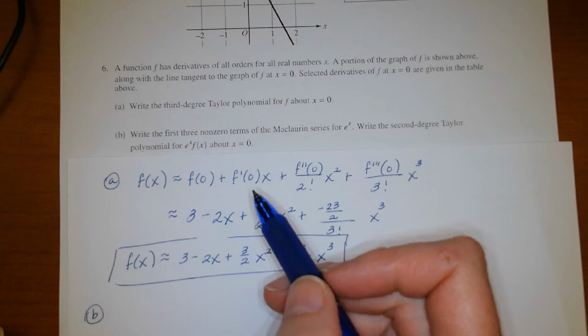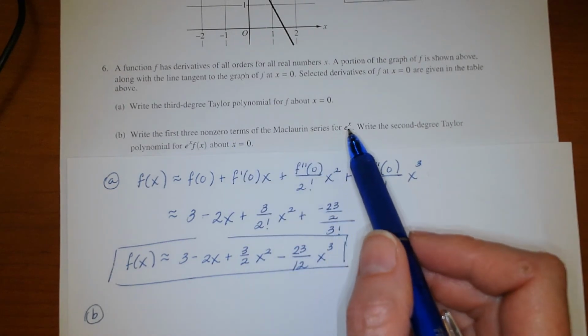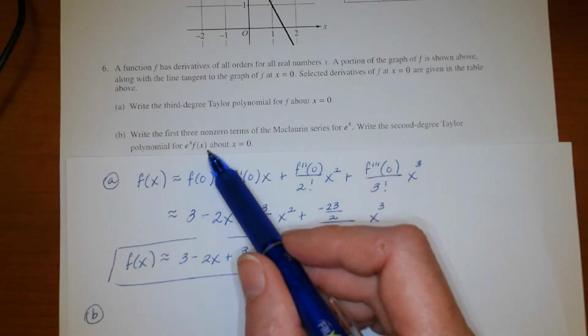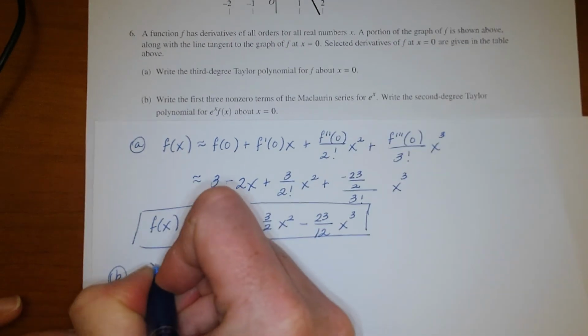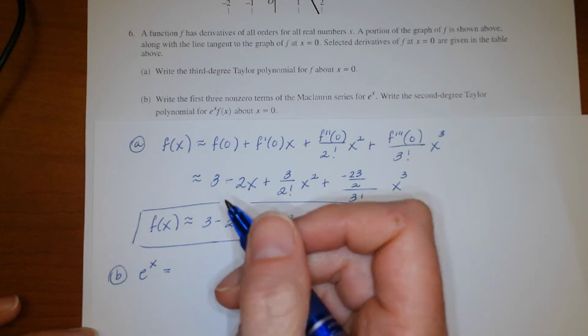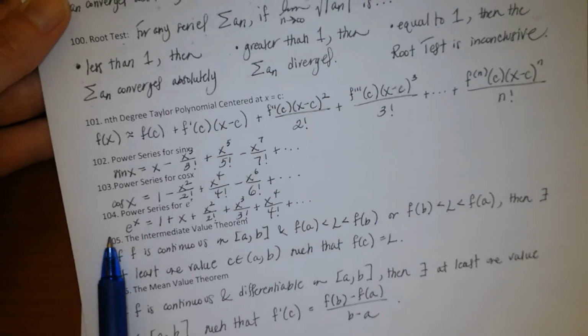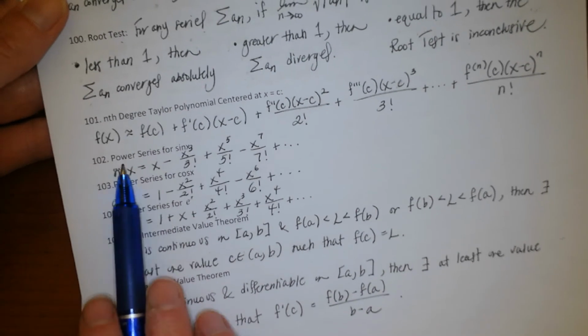For part B, it says write the first 3 non-zero terms of the Maclaurin series for e to the x. Then they want the second degree Taylor polynomial for e to the x times f of x about x equals 0. So, all right, let's get the Maclaurin series for e to the x. I hope that you do have this one memorized. This, my friends, would be 104. As helpful would be 102 and 103. So you want to go into the test knowing those 3.